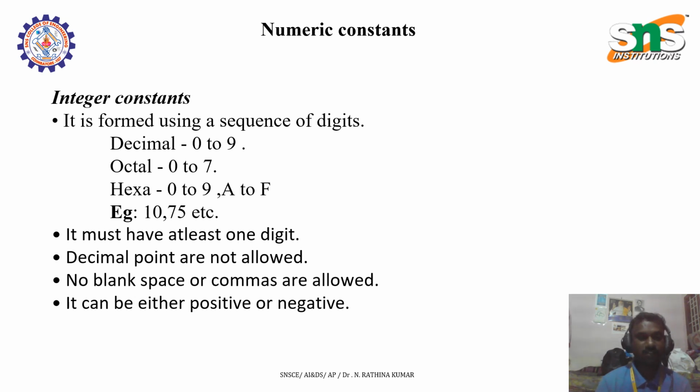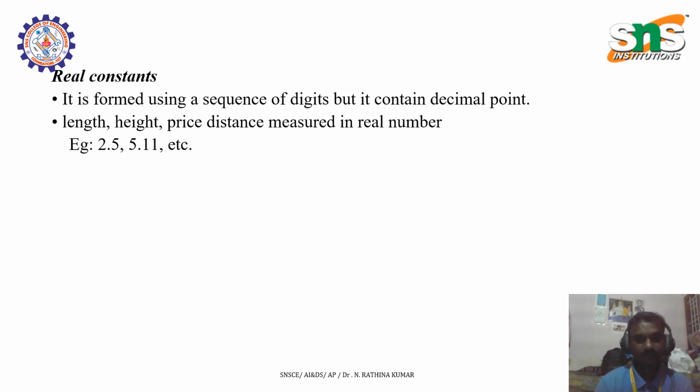First, we are going to see what is meant by integer constant. Decimal and octal are examples; these are the types of integer constant. Now I will tell you what is meant by real constant. It is formed using a sequence of digits, but it contains a decimal point. That is a very important one.